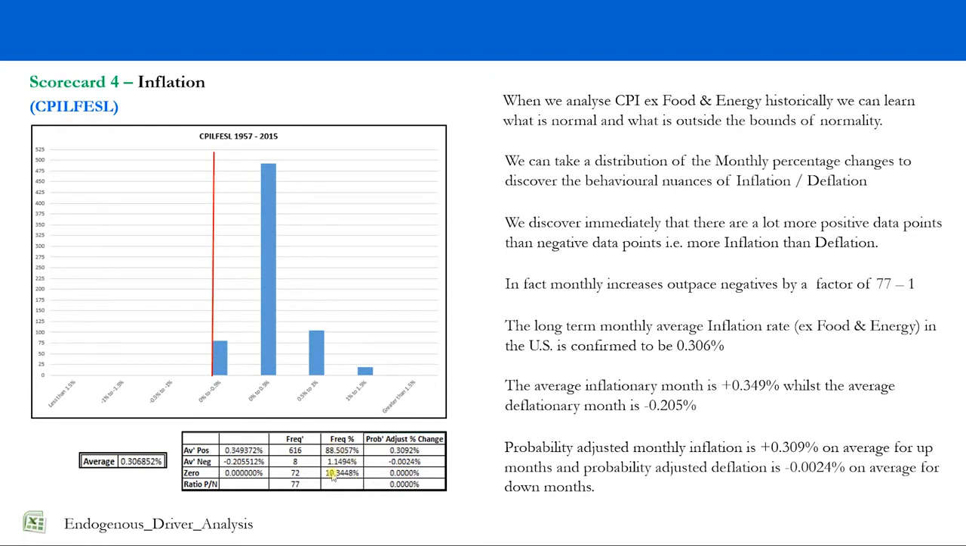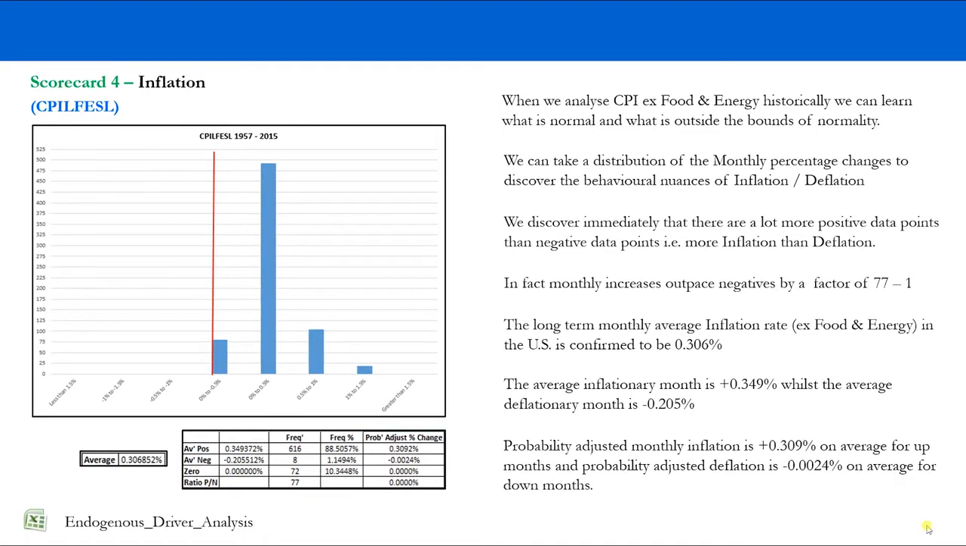When we multiply through by the frequencies, the probability adjusted monthly inflation rate is 0.3092%, and the probability adjusted deflation month is minus 0.0024% for deflation for down months. So you can start to get an appreciation and understanding when we're thinking of this relative to CPI that includes food and energy. It's obviously quite different data.